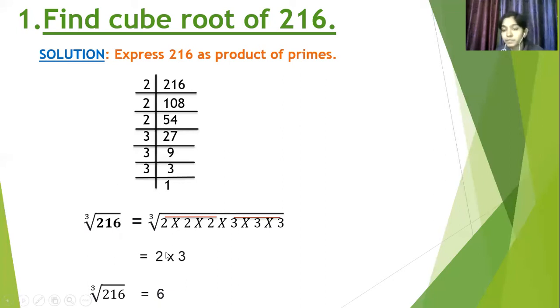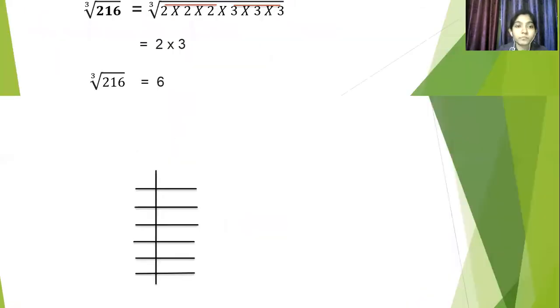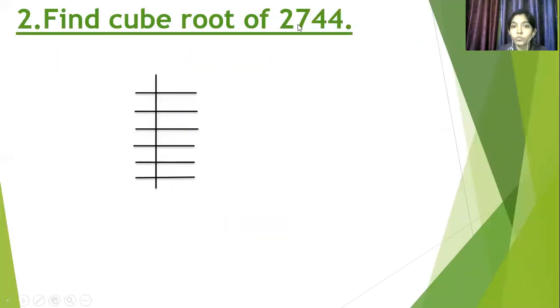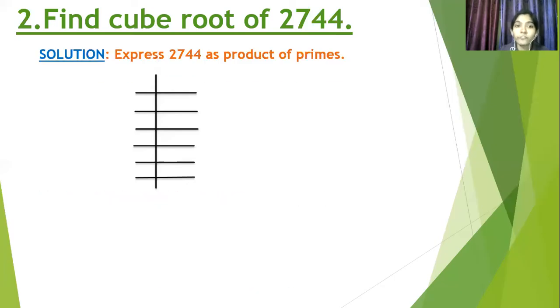So if you multiply 6 three times, you will get the same answer. Is it clear? Yes, ma'am. Okay, let's solve another example. Find cube root of 2744. Now tell me, is this an even number or an odd number? Ma'am, it is an even number. Very good. Again, for finding the cube root of 2744, first we express this number as a product of prime.